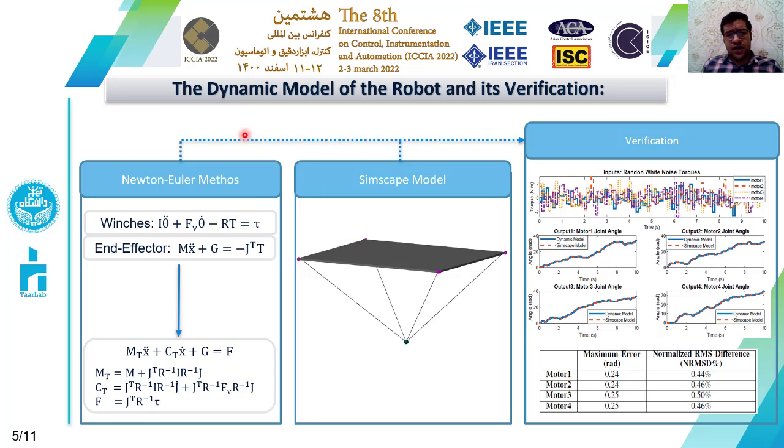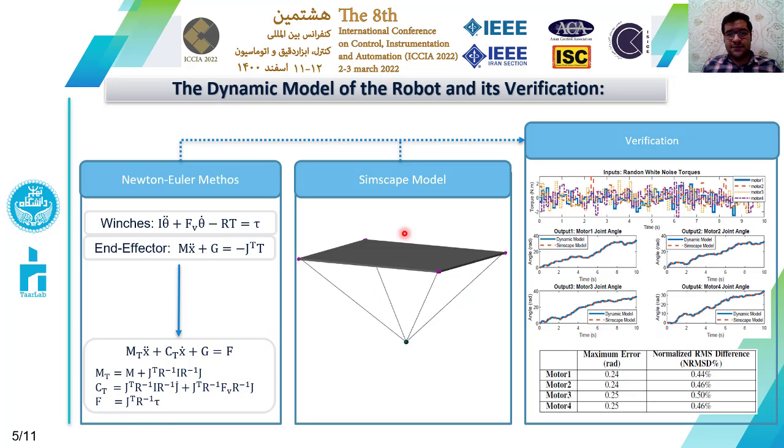In a previous slide, I mentioned that we require the dynamic model of our system in MPC, and because of that, in this research, we actually utilize the Newton-Euler method to derive the dynamic model of our robot. At first, we derive the dynamic model of the winches of the robot and the end effector. And then we combine these equations together to obtain the dynamic model of the robot as a whole.